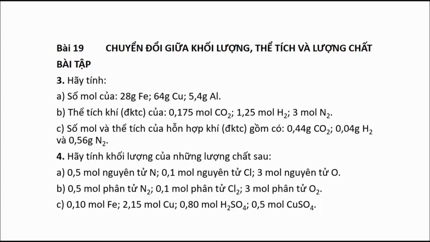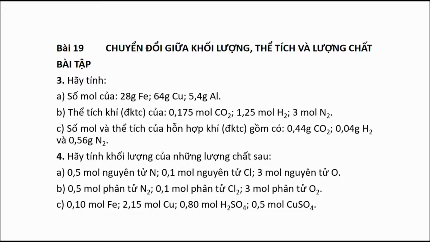3. Calculate: A. Number of moles of 28 grams of Fe, 64 grams of Cu, 5.4 grams of Al. B. Volume at SDP of 0.175 mole of CO2, 1.25 moles of H2, 3 moles of N2. C. The molar number and volume at SDP of a mixture including 0.44 gram of CO2, 0.04 gram of H2, and 0.56 gram of N2.